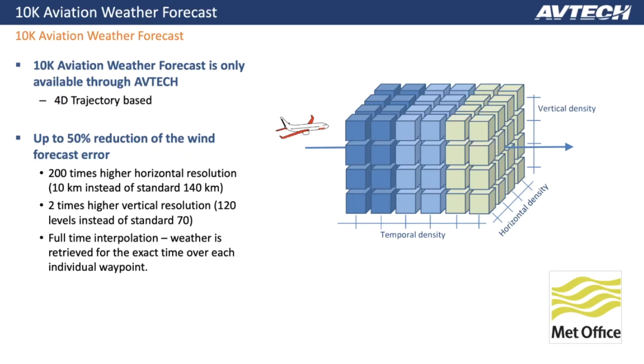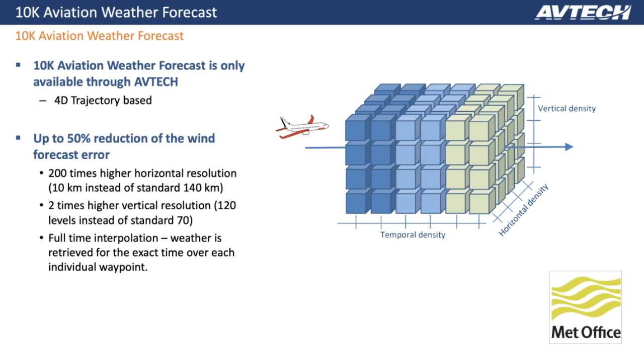Met Office is a global aviation weather provider, and along with NOAA in the US, they provide a standard aviation weather forecast, which is a global grid with 140K horizontal resolution. This is the data which is used by flight planning providers and the aviation service community. Internally, however, Met Office are running their forecast models at a much higher resolution, a 10-kilometer resolution. But much of the accuracy is thrown away when exporting and delivering the standard weather forecast.